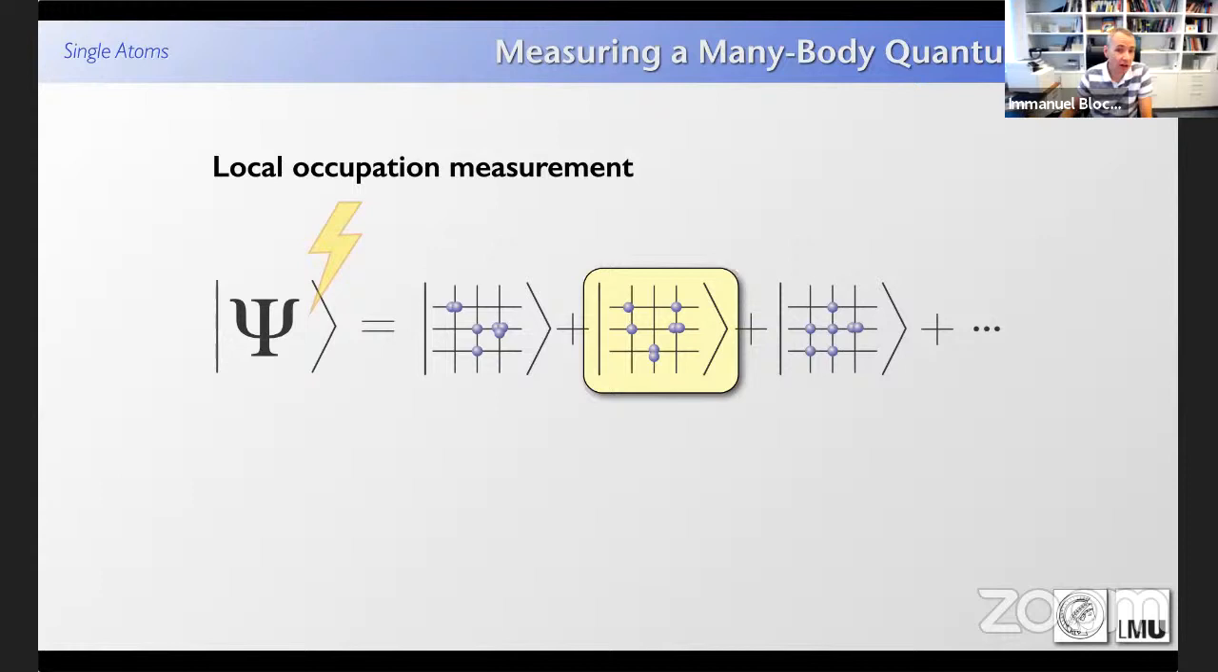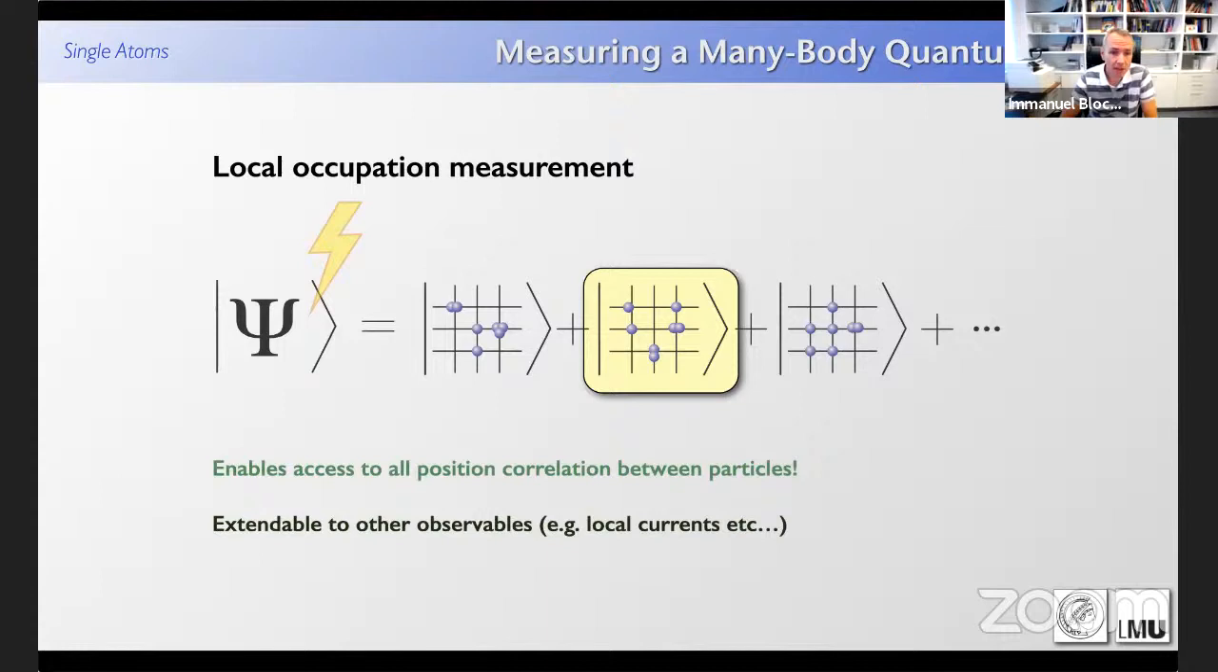Then, of course, you don't have the original state psi anymore. You have to recreate psi by going through the whole cooling sequence, preparation sequence again. Then you measure again, and then you get maybe another configuration. And then you repeat this thousands, tens of thousands of times. And eventually, what you get is a probability distribution of these different particle configurations. And from these configurational probability distributions, you can actually reconstruct correlation functions that tell you something about the physics in these strongly interacting particle systems.